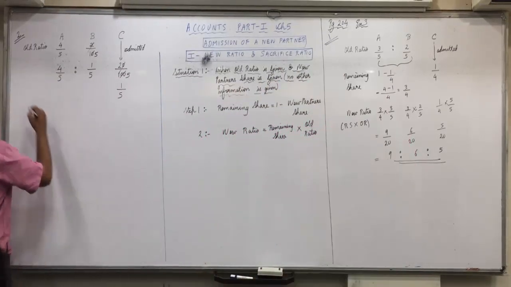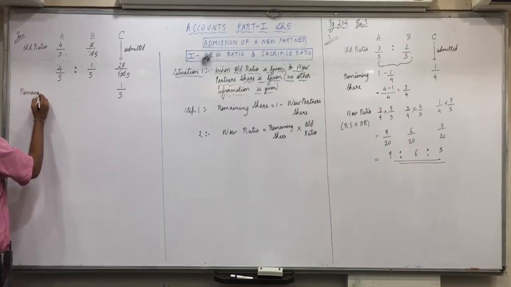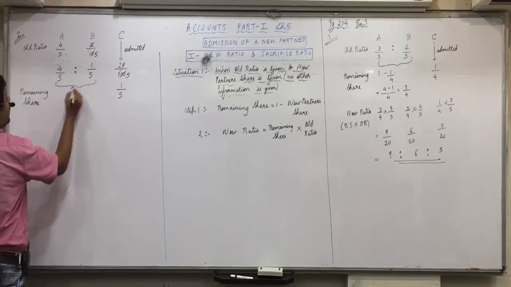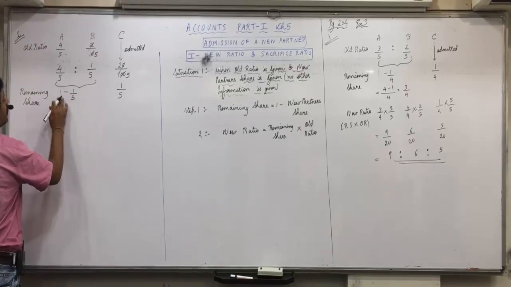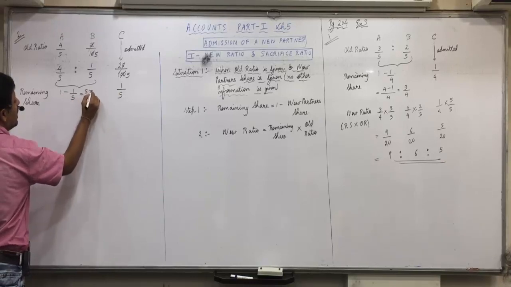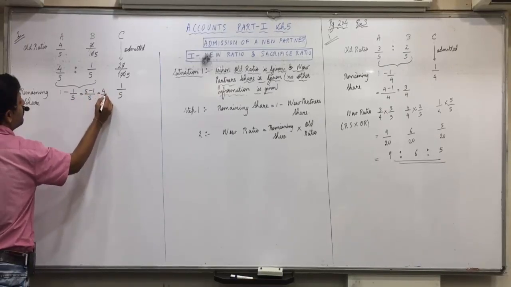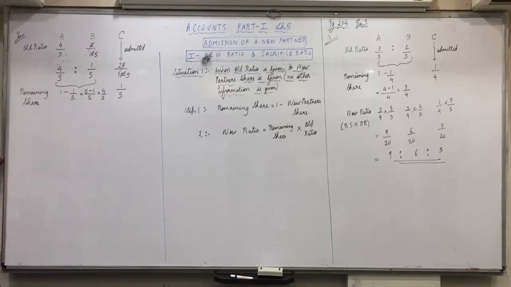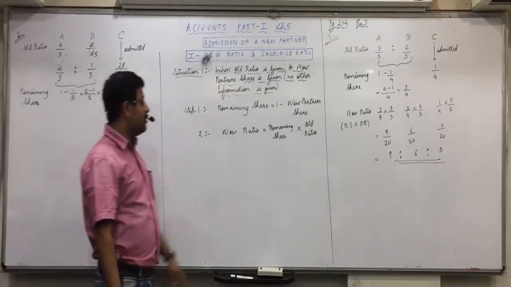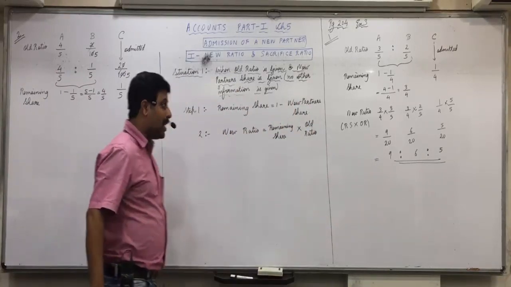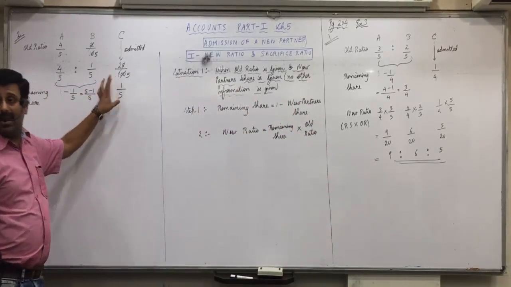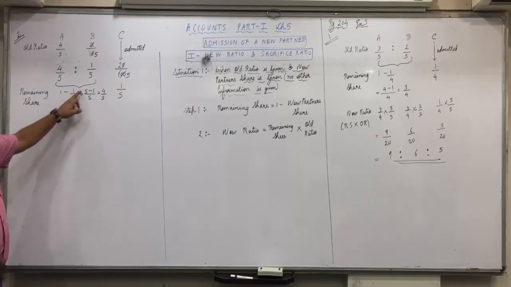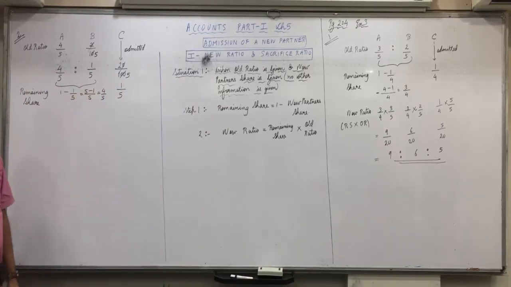Step 1. Remaining share we will find first. For A and B, 1 minus new partner's share 1/5. LCM: 5 into 1 is 5. 5 minus 1/5 is 4/5. Understood this? First step, remaining share is 1 minus new partner's share. Any doubts with this? All are clear up till here?